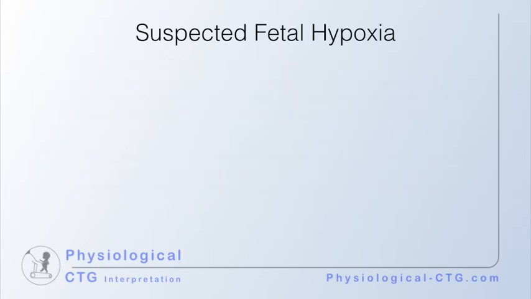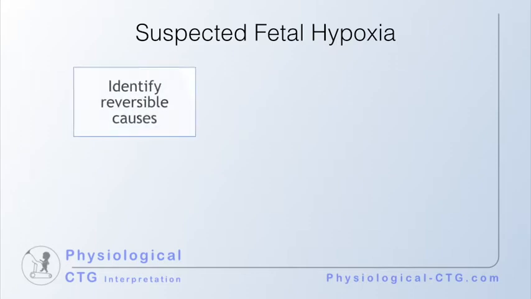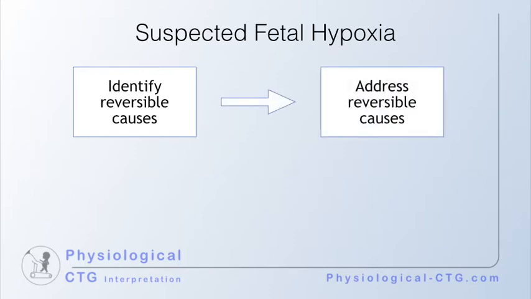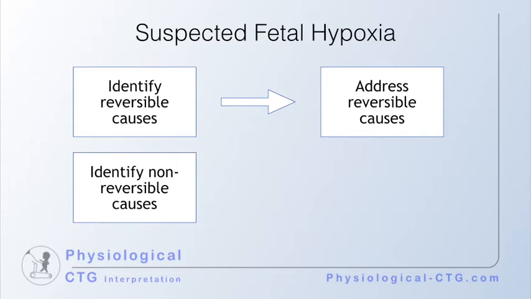When a suspicious CTG develops, it's important to address underlying causes before it becomes pathological. In cases of suspected hypoxia, we must identify any reversible causes, as alleviating them can lead to subsequent recovery of adequate fetal oxygenation and the return to a normal trace. If any non-reversible causes are identified, delivery must be expedited.